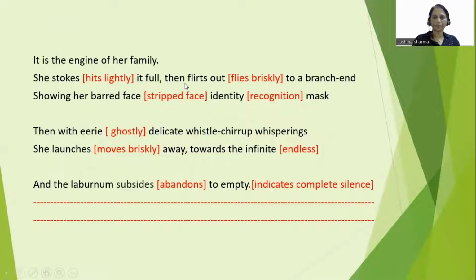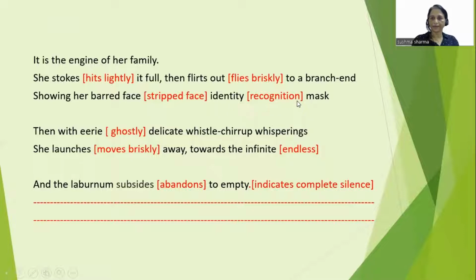And then after giving the food, the goldfinch flies briskly, smoothly to a branch end, and she just sits on the end of the branch, showing her barred face identity mask. When she shifts from one place to another, she can be recognized only through the barred face because her face has only black color, that is, a striped face with black color. So only with that black color we can recognize the movement of the bird, and this is the identity mask, and that black color on her head is like identity marks.